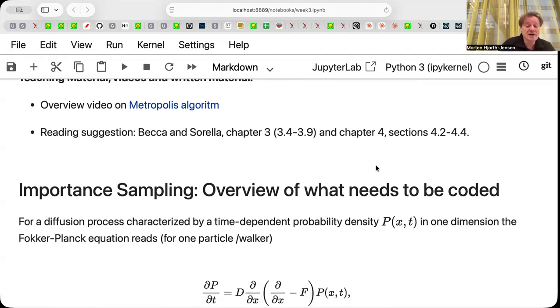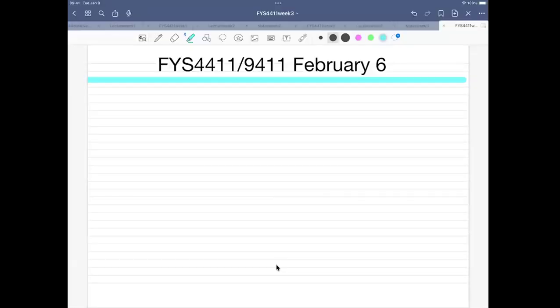But before we take this top-down view of what you need to program, I wanted to say something about what we did last week and link that with what is coming now. So let's quickly switch over to the whiteboard and remind ourselves about what we did last week. Let me just write this down here from last week.